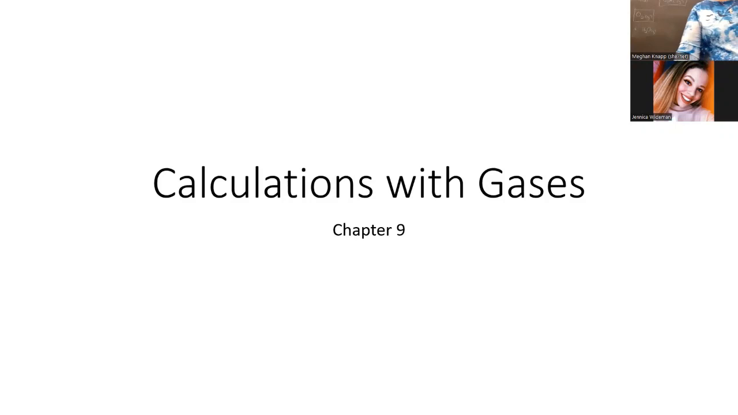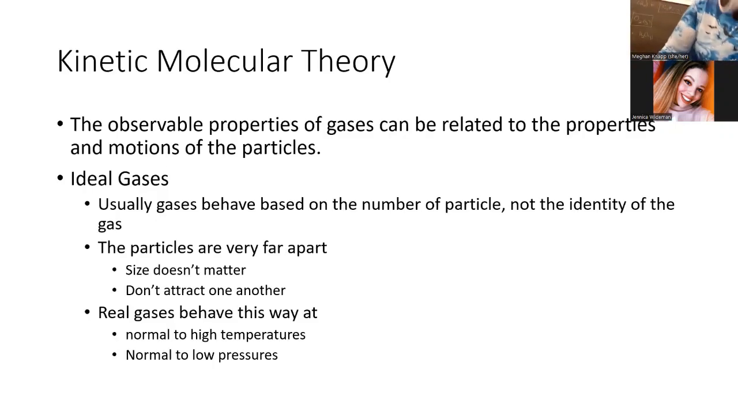First thing I want to do is look at kinetic molecular theory. We have talked about this in the past, but I don't think I've actually just said the words kinetic molecular theory. So I want to kind of get down what we're talking about with this. We've talked about the idea that the observable properties of gases, like the volume, the temperature, and the pressure, can be related to the properties and the motions of the particles. We've said that before. That is kinetic molecular theory. And it has some assumptions about gases.